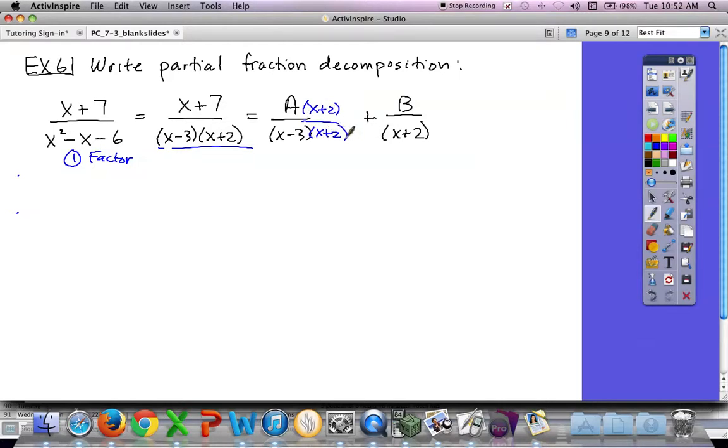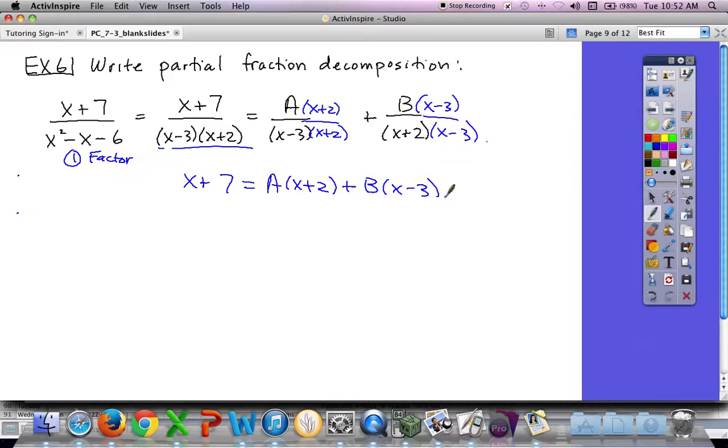What's the second fraction missing that the common denominator has? X minus 3. So write it in here: x minus 3 times x minus 3. Okay, now they all have the same common denominator. That means the numerators are equal. If I added these two together, it would just be the same denominator on both sides. So now I know that x plus 7 equals a times x plus 2 plus b times x minus 3.